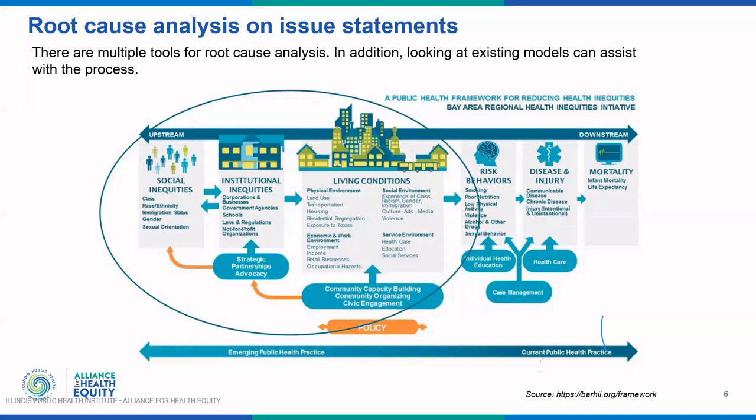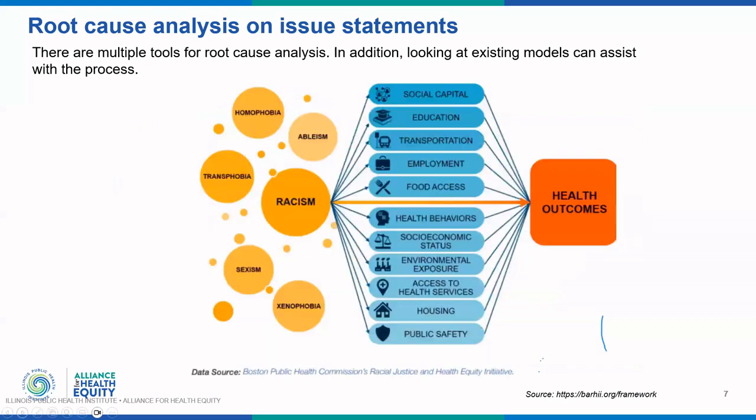The Bar-High model, you guys have seen it, I'm sure, dozens and dozens of times. It's one of the models that both our main health departments use to guide their work. So looking at what are the upstream causes, like social inequities, institutional inequities, and living conditions that lead to the health outcomes that we see in our secondary data, that lead to issues like high infant mortality, high rates of diabetes, high rates of asthma among children. So setting that level as you go into root cause analysis again is typically helpful.